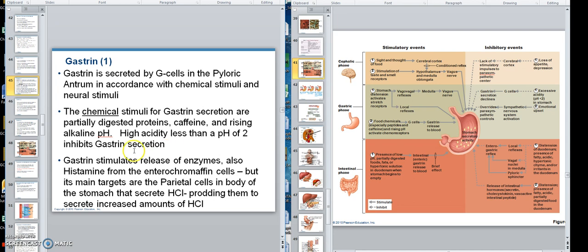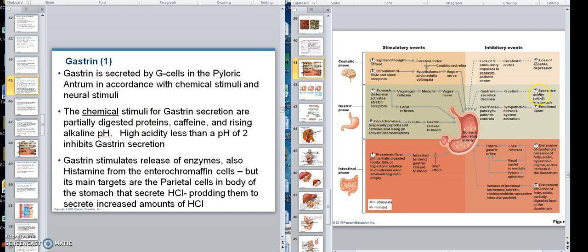Hydrochloric acid. Gastrin stimulates release of enzymes, also histamine from the enterochromaffin cells, but its main targets are the parietal cells in the body of the stomach that secrete HCl. Now, see, that histamine being secreted, that gastrin, if it causes histamine, remember the 3 things we already talked about that stimulate the parietal cell? Histamine on the H2 receptors, gastrin on its receptor on the parietal cell, and acetylcholine. All 3 of those really kick off that parietal cell to deliver hydrochloric acid. Go back and study on that.